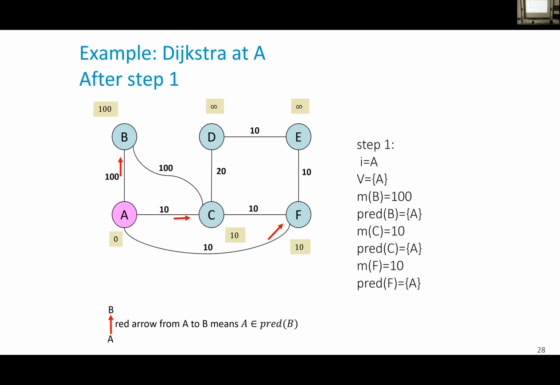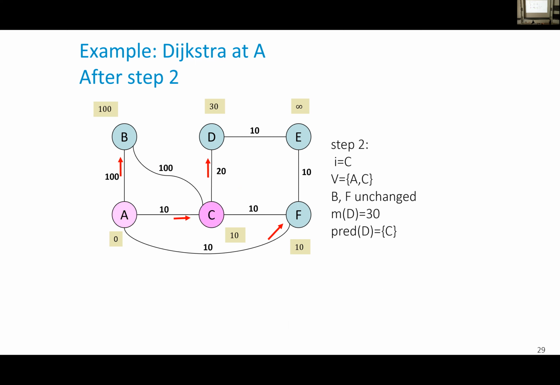We add as a second node the node that minimizes the estimated value. The estimated values are those. There are 10 and 10, so we need to add C or F. We need a tie-breaking rule, for example, based on the name of the nodes. We add C first. So we add C, and when we add C, we discover new nodes for which we're able to compute the distance.